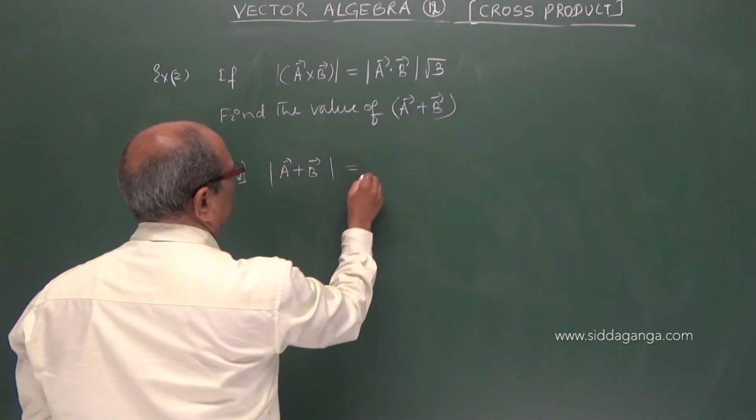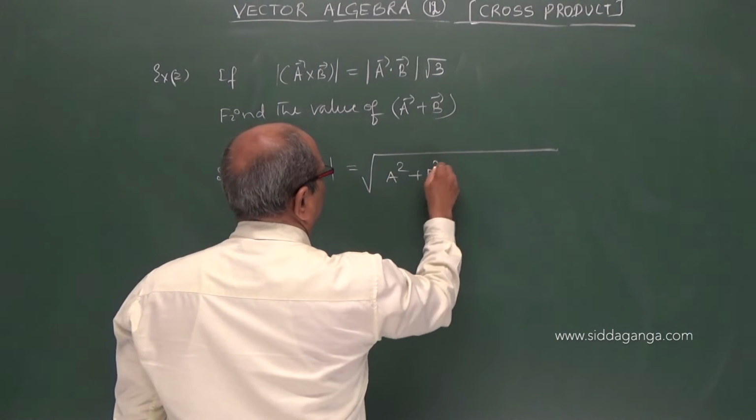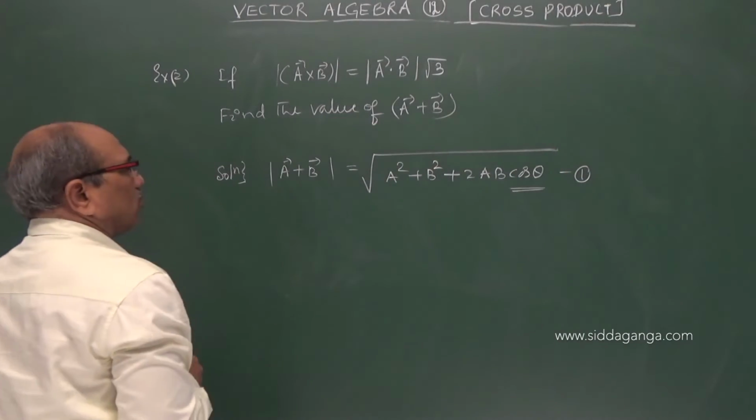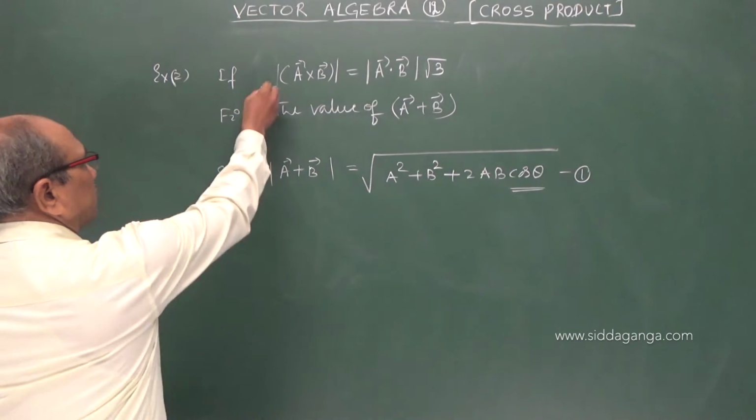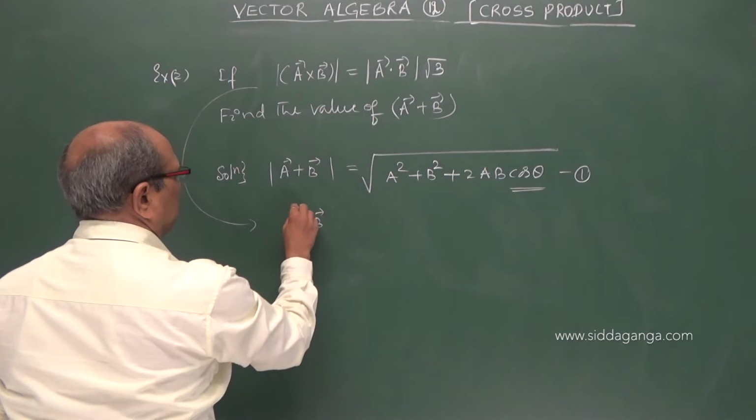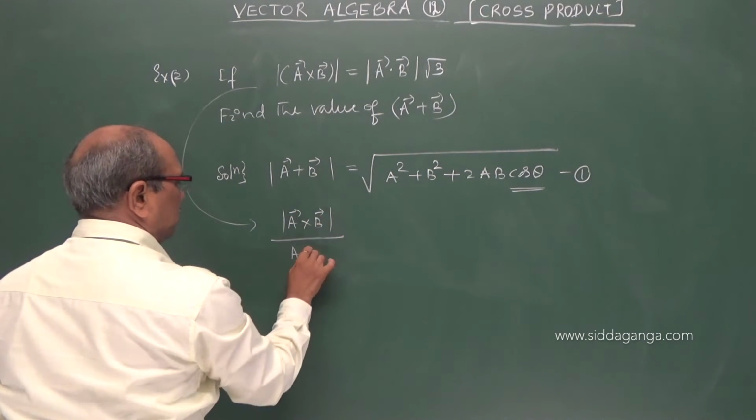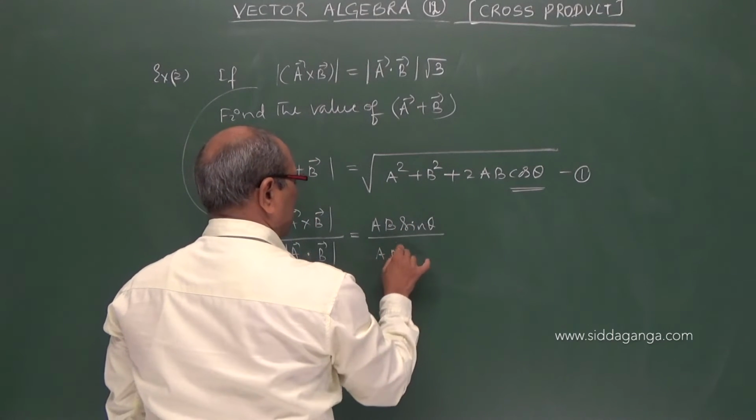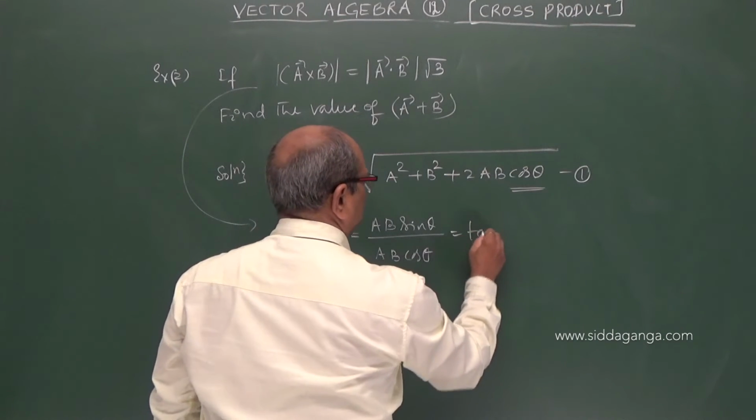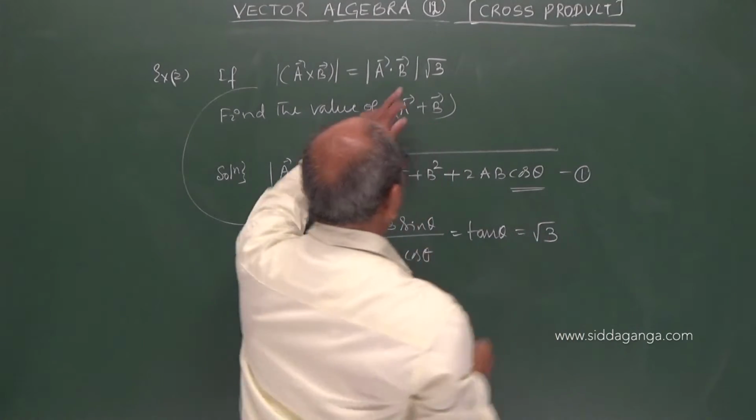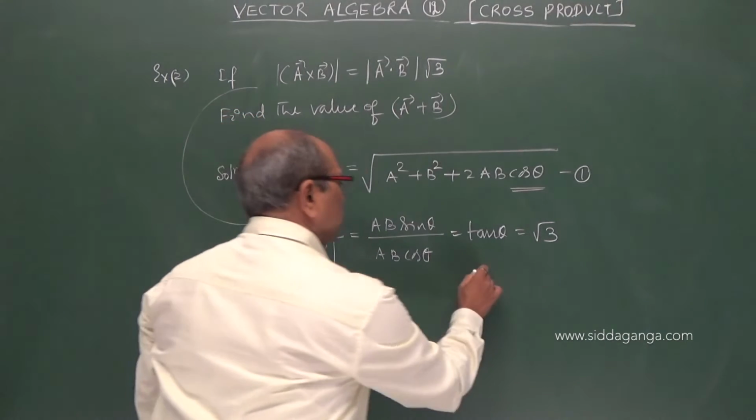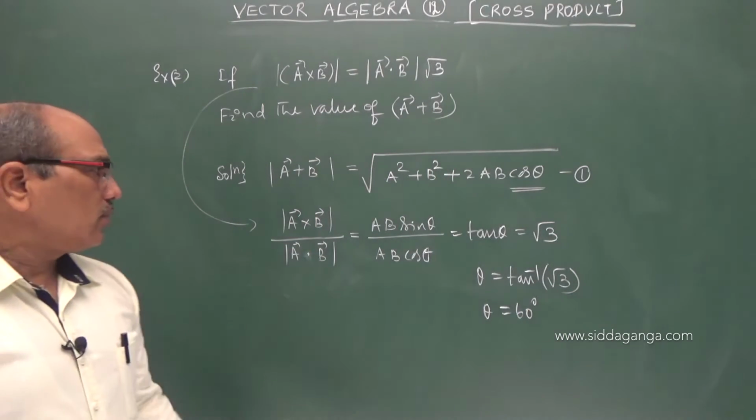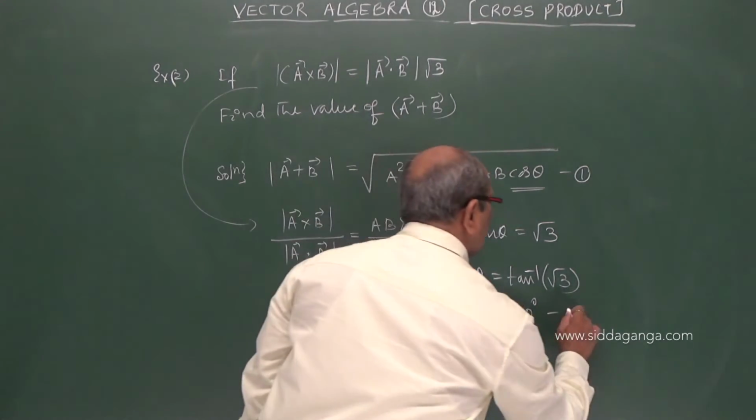The magnitude of A plus B equals root of A square plus B square plus 2AB cos theta, but cos theta is required. You are not having that. To find theta, let us take A cross B divided by A dot B as earlier. You get AB sin theta by AB cos theta, which is equal to tan theta. But this is equal to root 3 in this case, which suggests theta is equal to tan inverse of root 3, giving theta equal to 60 degrees. I hope you followed this. Now you got the 60 degree answer.